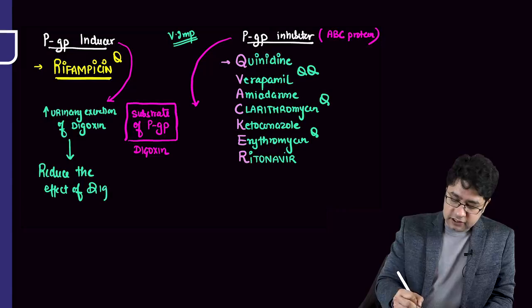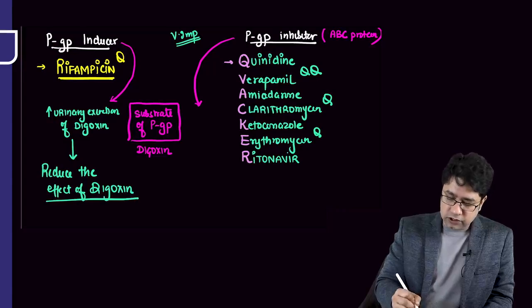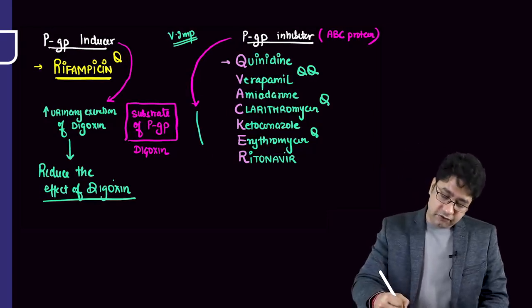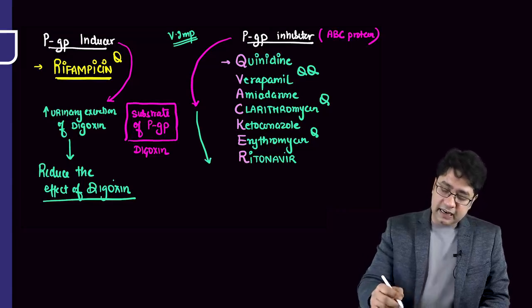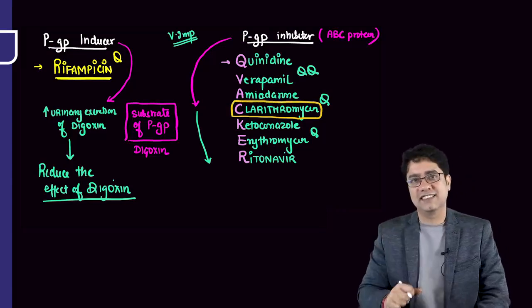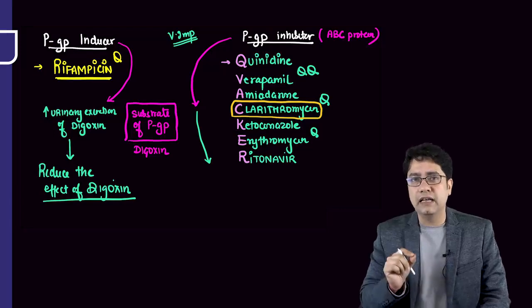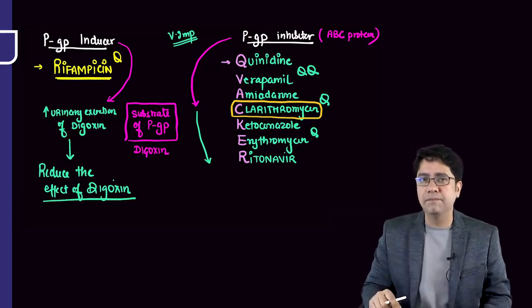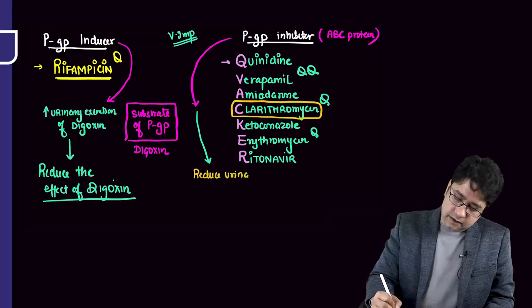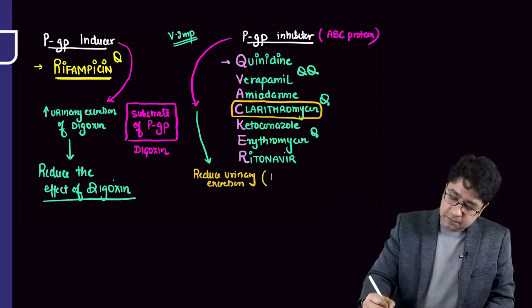So any drug which is a P-glycoprotein inducer will reduce the effect of a drug. And similarly, one question was asked on an interaction between clarithromycin and digoxin. If you combine clarithromycin with digoxin, what will happen? Can we say clarithromycin will reduce urinary excretion? And if the drug has reduced urinary excretion, its plasma concentration will increase.